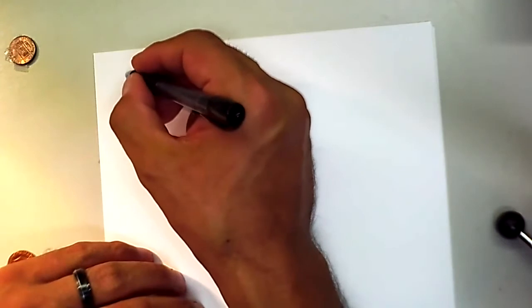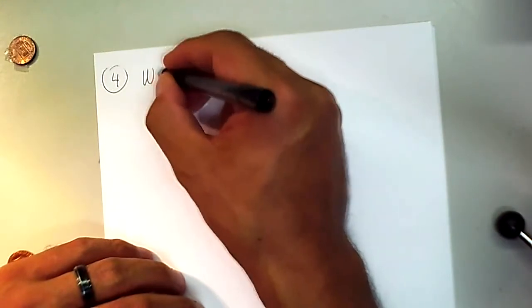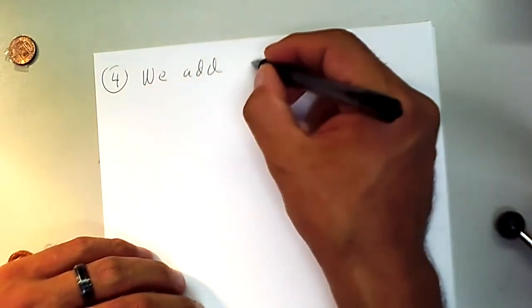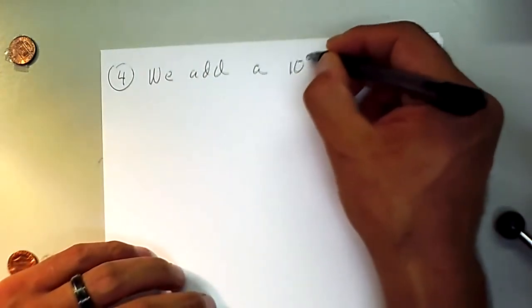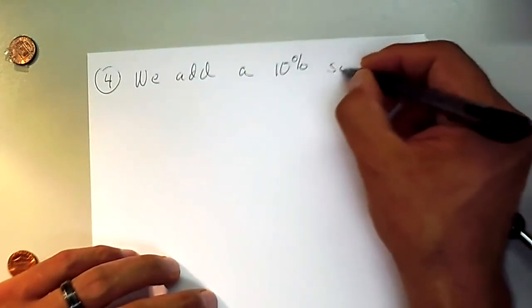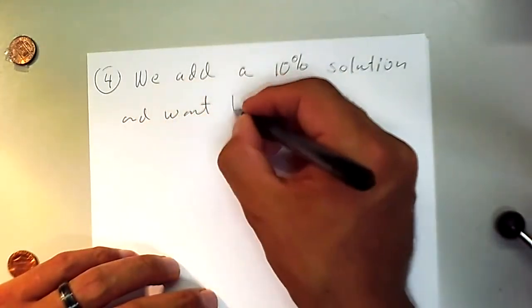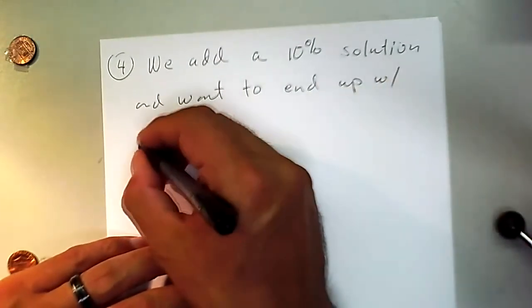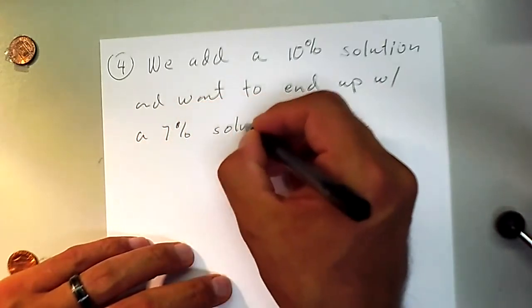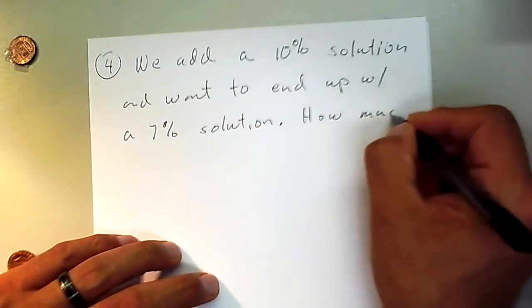Okay, so now example 4. Let's say we add a 10% solution and want to end up with a 7% solution. The question is, how much to add?